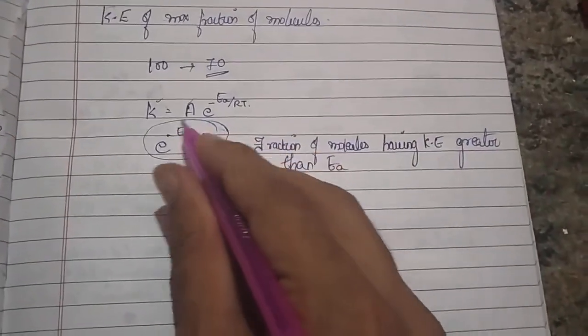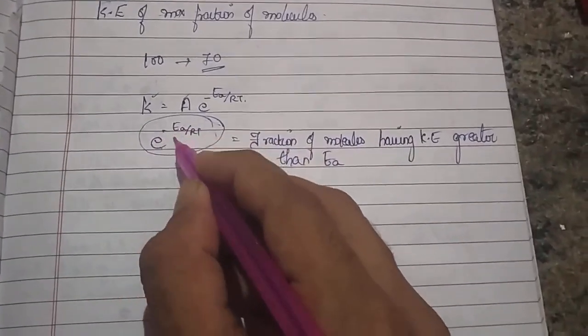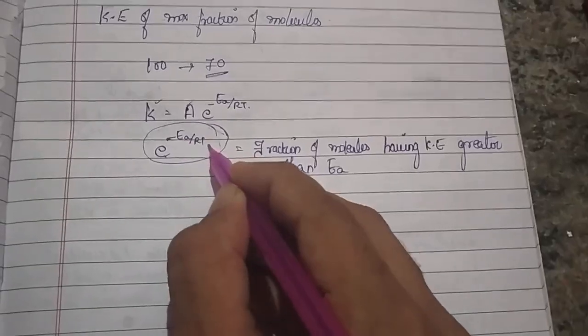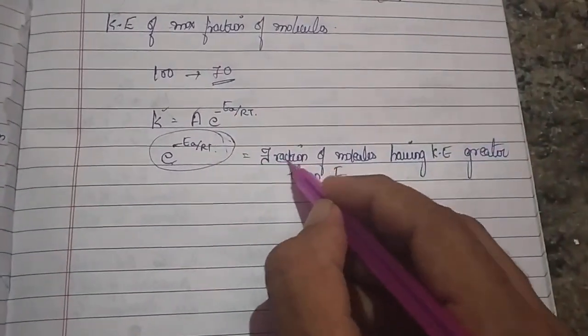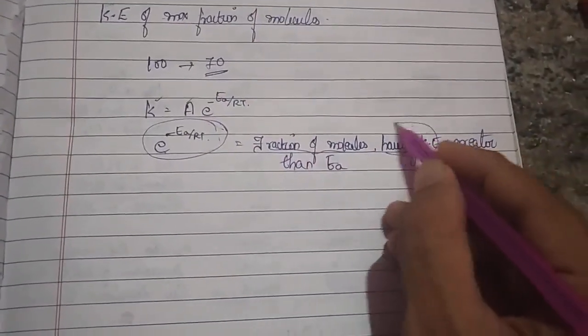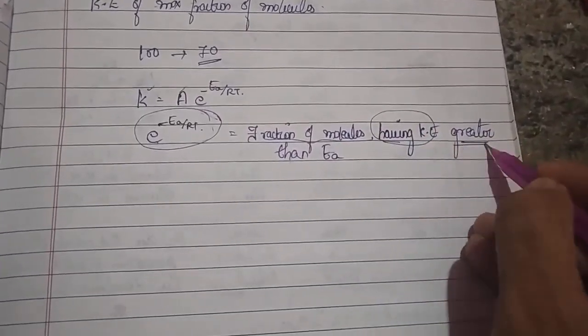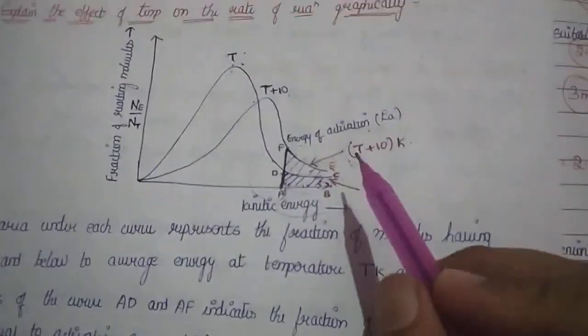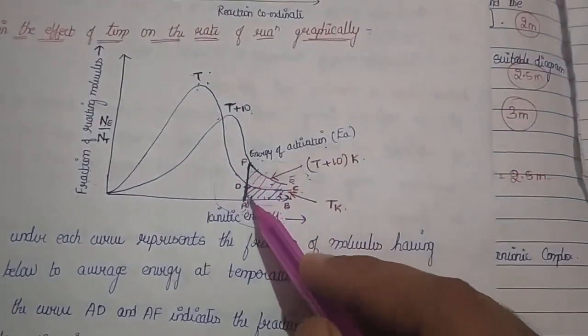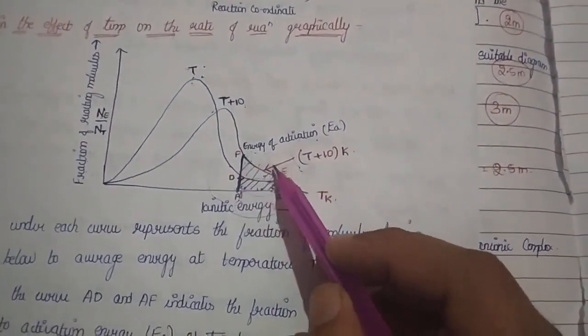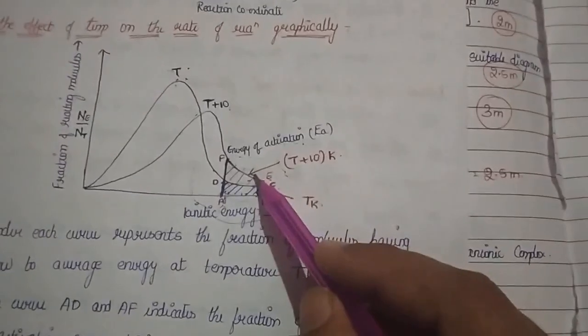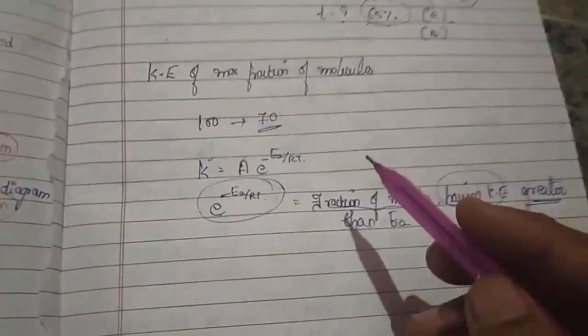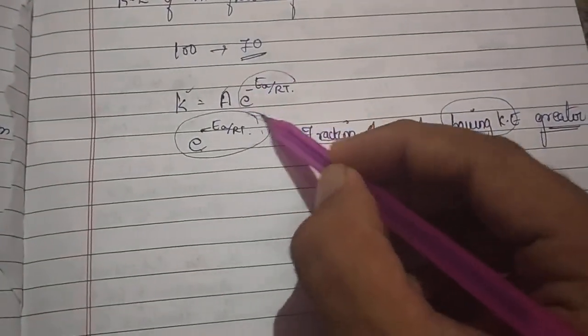Remember, overall this factor, the exponential part e to the power of minus Ea by RT, what does it represent? The fraction of molecules having the kinetic energy greater than Ea. If I choose my graph, of course, whatever this area part of molecules is there, how many molecules are there, that part we can see in the Arrhenius equation in this exponential part.